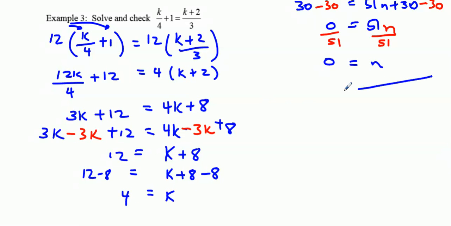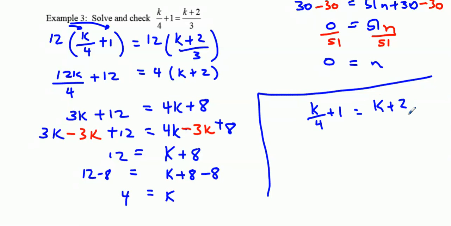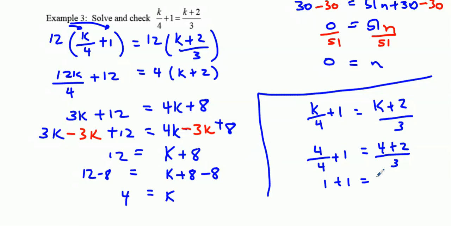Oh, it says check. All right, well, let's just check this one. This is tricky. So I've got k over 4 plus 1. I have to go back to the original. Equals k plus 2 over 3. All right, my k is 4. So 4 over 4 plus 1 equals 4 plus 2 all over 3. So 4 over 4 is 1, 1 plus 1, and 4 plus 2 is 6, all divided by 3. So this comes out to 2, this comes out to 2, and left side equals right side, and we are happy. We know that k equals 4.